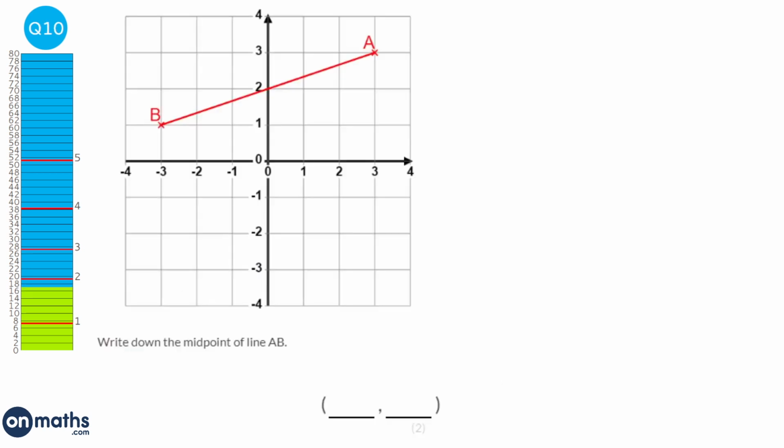The midpoint of a line is just the halfway point of the line, and we can see that the halfway point will be here, and so the coordinates of that point are 0, 2.